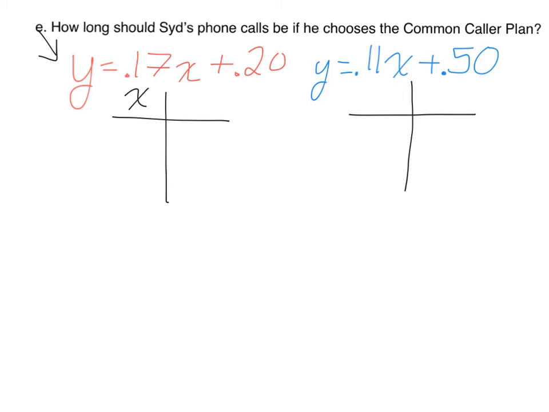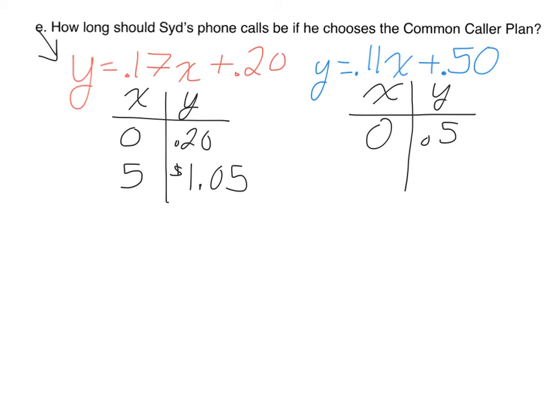So with the common caller plan, when we initially start, our starting value is to pay 20 cents. And then we know that after 5 minutes, we're going to pay $1.05. On this side, we're initially paying 50 cents, and then after 5 minutes, paying $1.05. So initially, this guy is cheaper, up until 5 minutes.